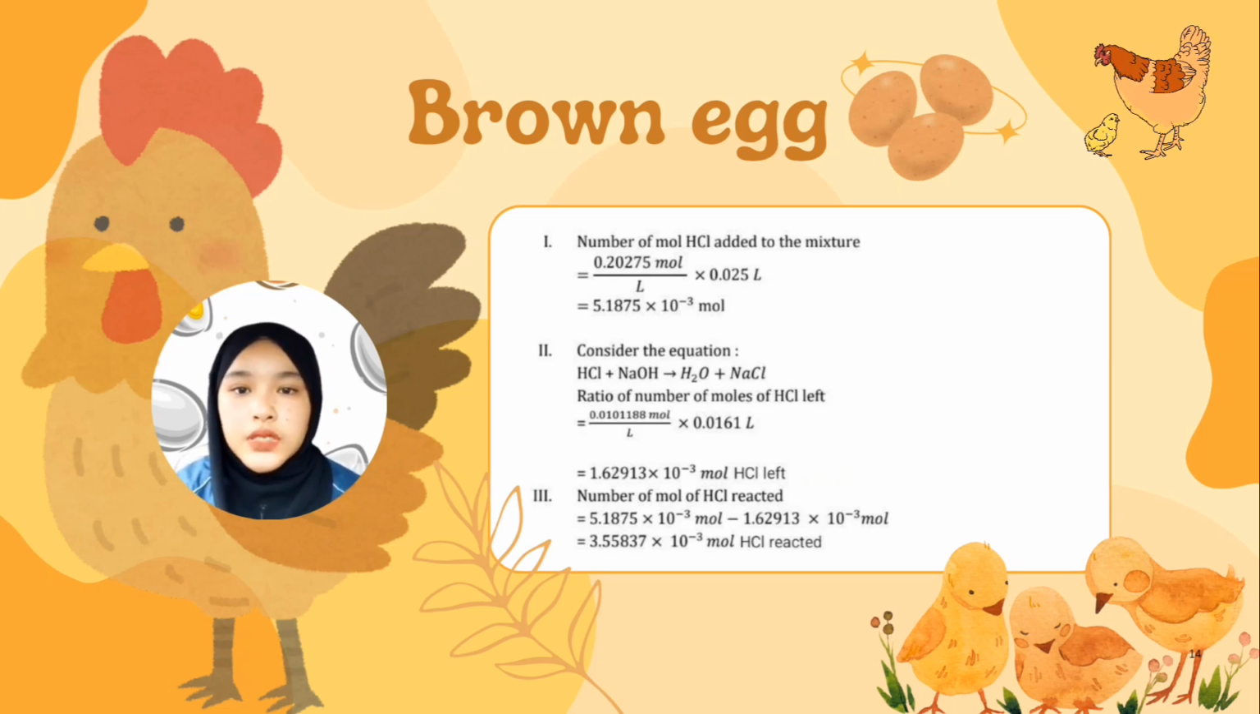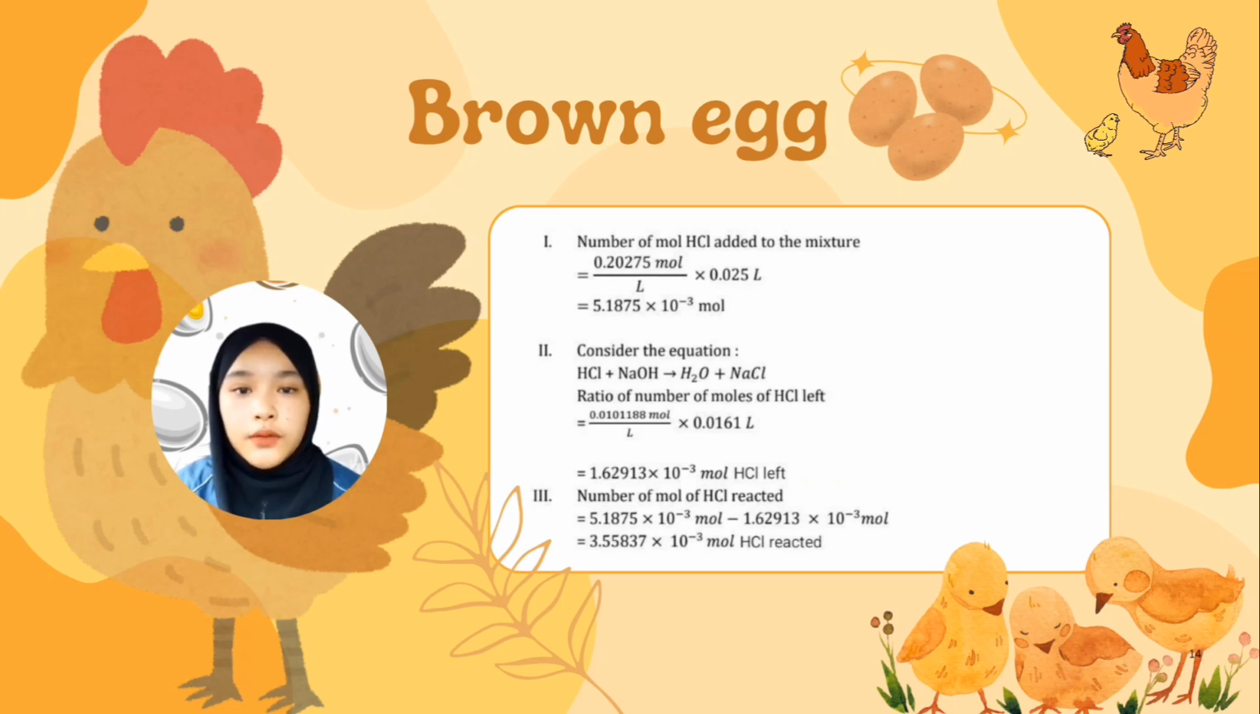From this page, which is the brown egg calculation, we can see that the first step is we need to calculate the number of moles of hydrochloric acid that was added to the mixture. 0.20275 is the molarity of the hydrochloric acid. Multiplied with the 25 ml, we will get 5.1875 × 10⁻³ mole as the answer. Second step is to consider the second equation to find the ratio of the number of moles of hydrochloric acid left.